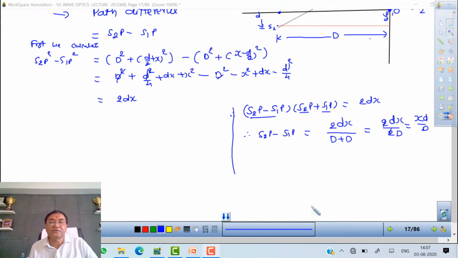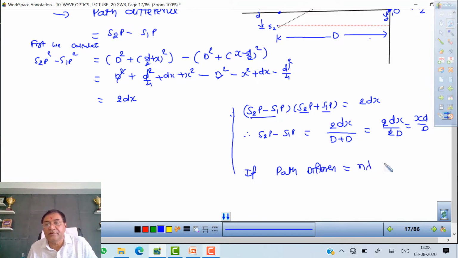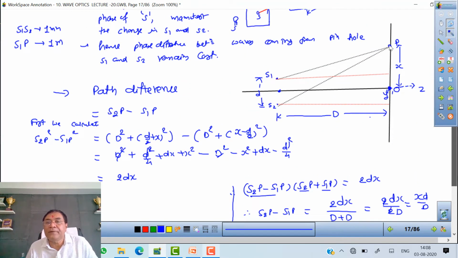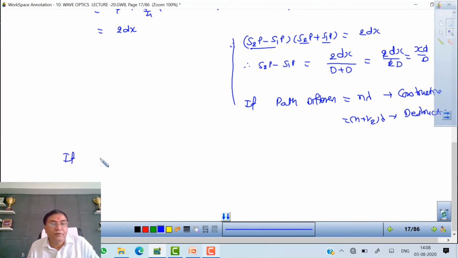So now, we already discussed in the last lecture that if the path difference is an integer multiple of wavelength, it is constructive. Remember? And if it is n plus half lambda, then it is called destructive interference. So if I get constructive interference at this point P, what will the path difference be? n lambda.